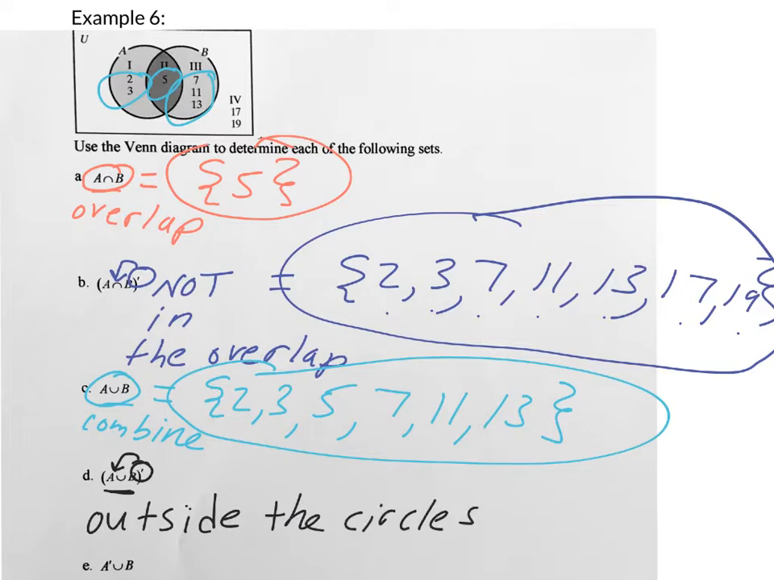Outside the circles. So again, A union B, we combined the circles together, which was everything inside the circles. If I want to do a complement, an apostrophe, to that union, the apostrophe means the opposite, or what's not inside the circles, so that means what's outside the circles. So what's outside the circles is 17 and 19. So is it hard? No.